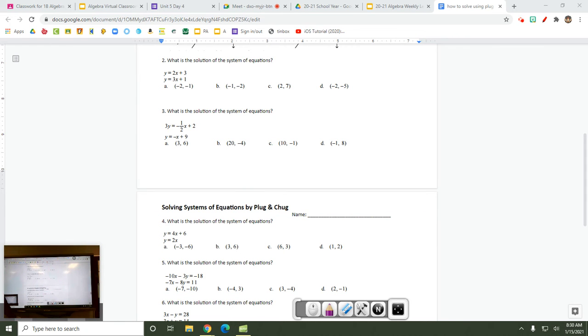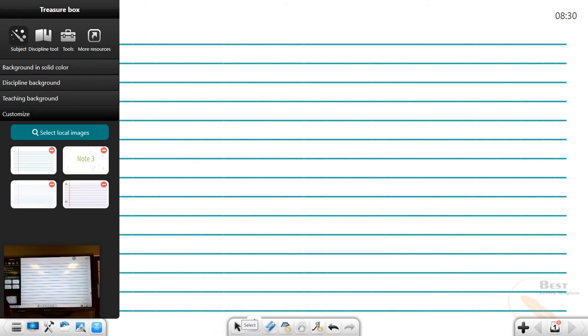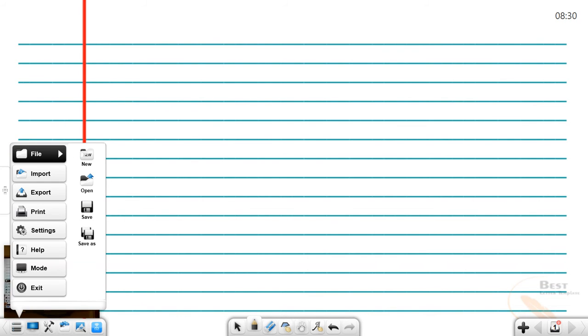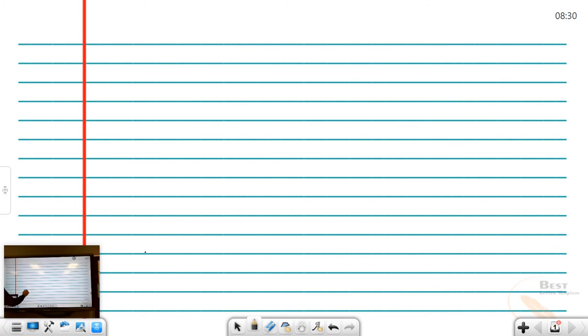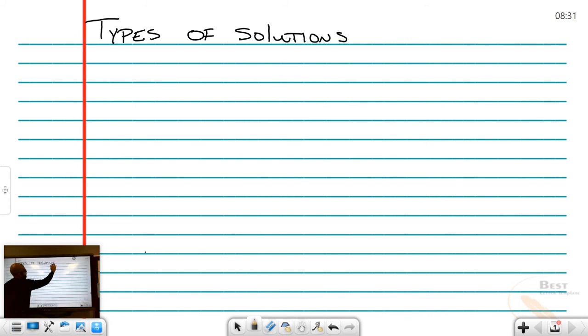Oh, wrong button. All right. So we're looking at number of solutions, or not number, I'm sorry, types of solutions, and this is for systems. I'll put parentheses up here, systems.